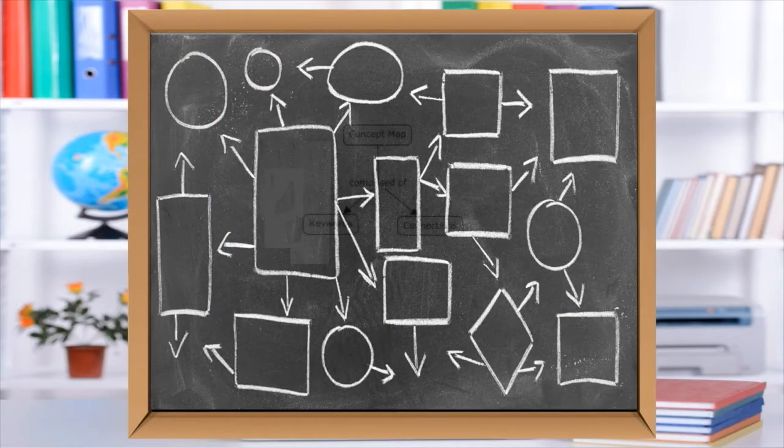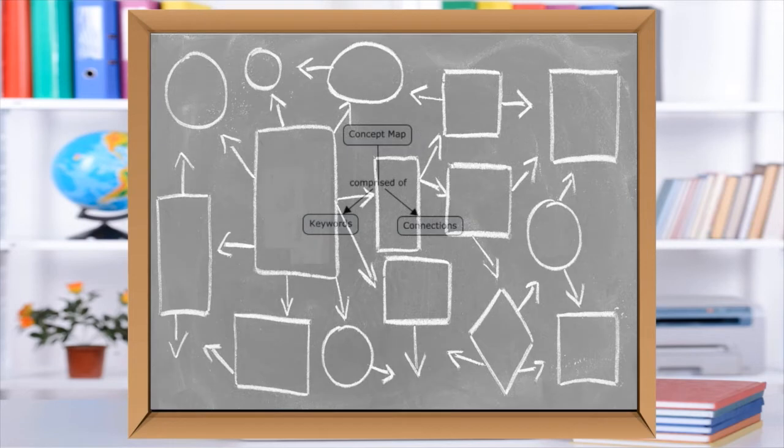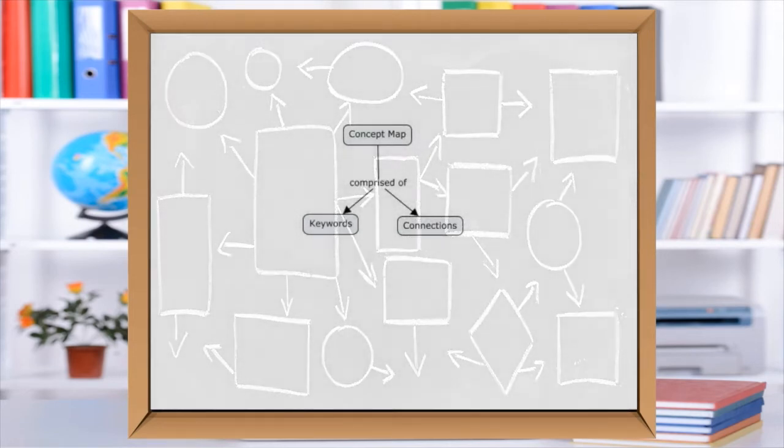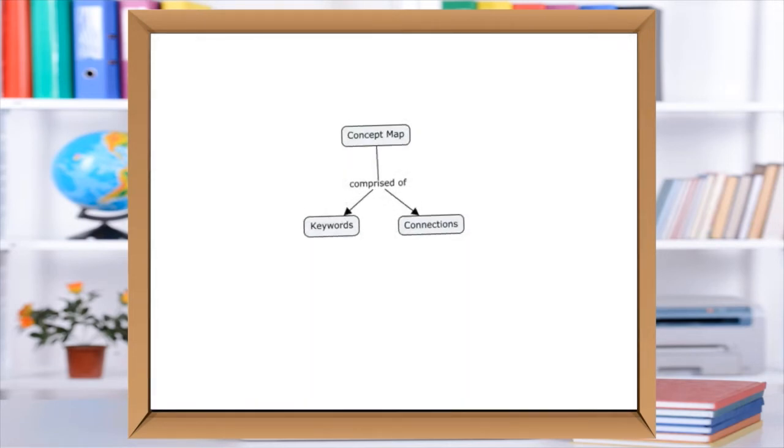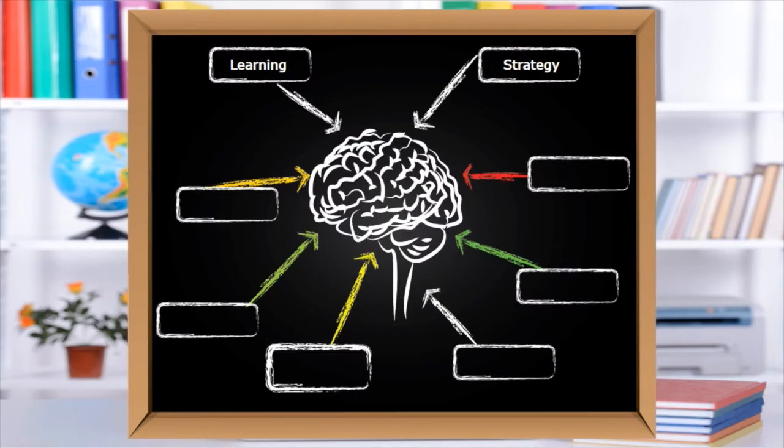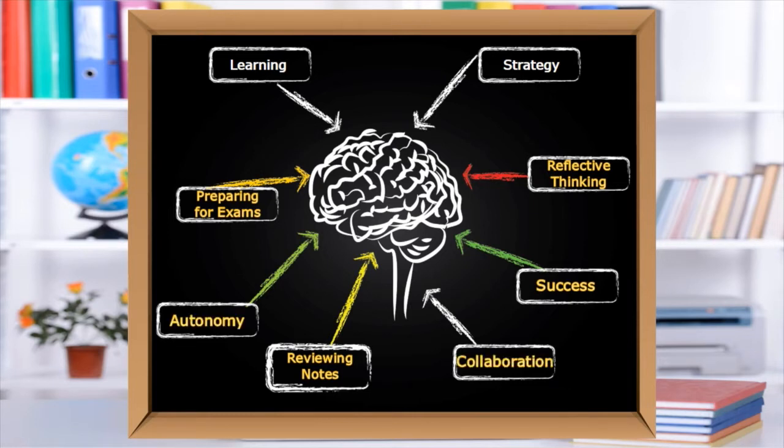First, we should explain that a concept map is a graphic representation of a discipline, a subject matter, or a lesson. It can be a simple diagram made up of keywords and connections that show how they are related. We'll come back to this. It is a tool to consider in your learning strategy because it makes it easier to review notes and prepare for exams. Using a concept map contributes to academic success because it helps students think reflectively about the material they are studying. Furthermore, while concept maps encourage autonomy, they can also be used as a collaborative tool.